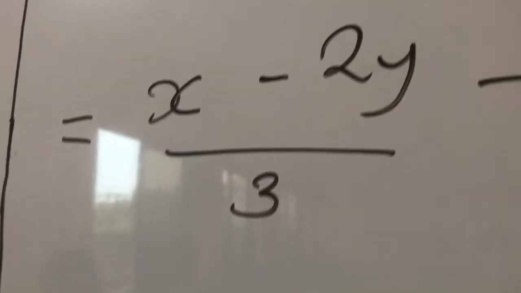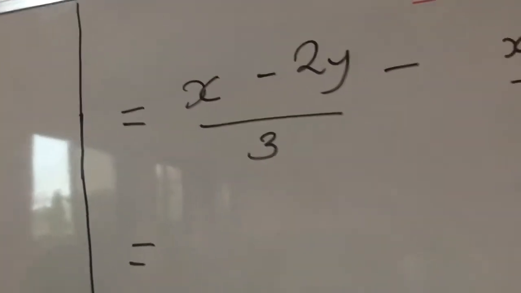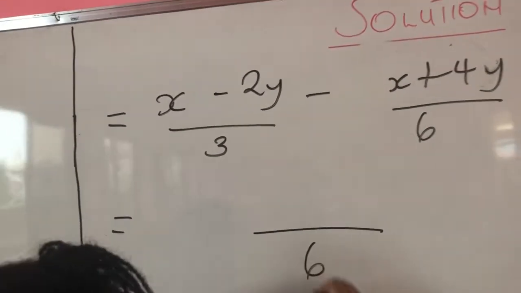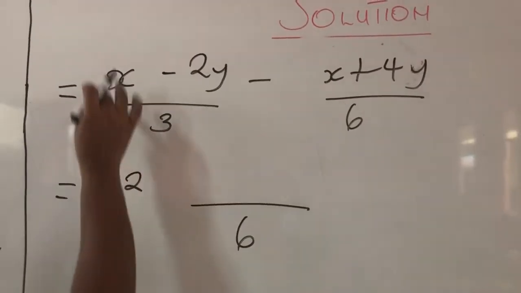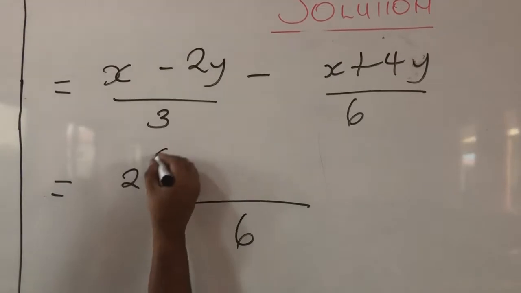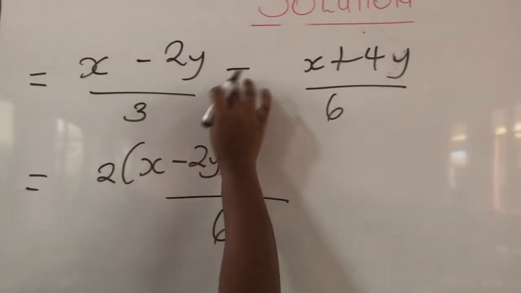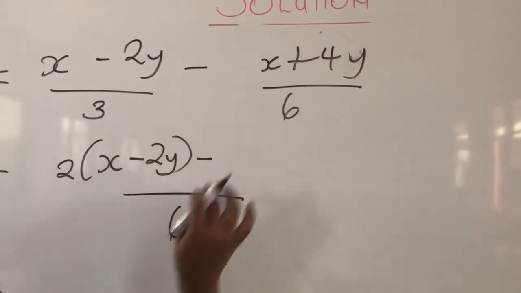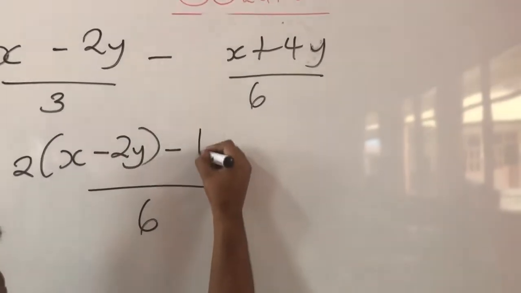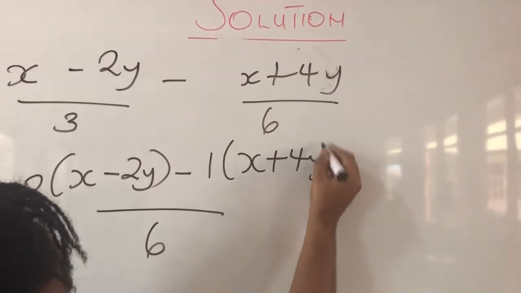So what's the LCM of 3 and 6? The LCM of 3 and 6 is 6. So 6. What number times 3 will give you 6? 2. Your number comes here. This whole thing goes into bracket. X minus 2y. What is the operation sign here? Minus. 6 times what number will give you 6? 1. So you bring your 1. Then you put everything here in a bracket.